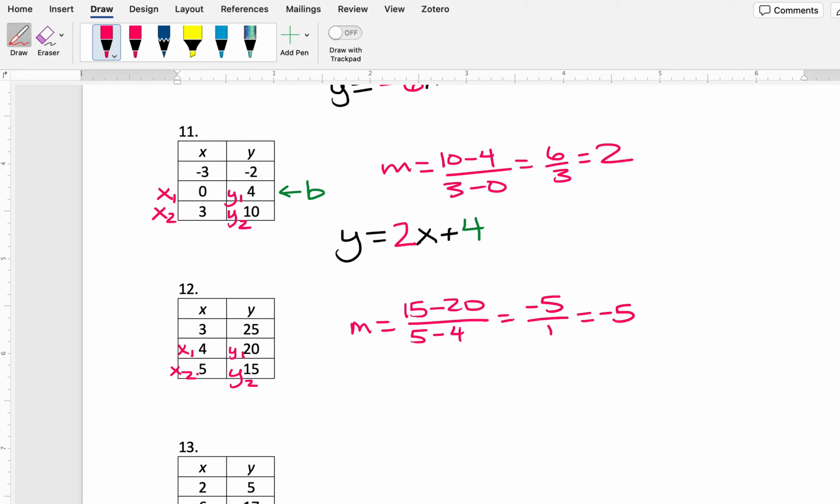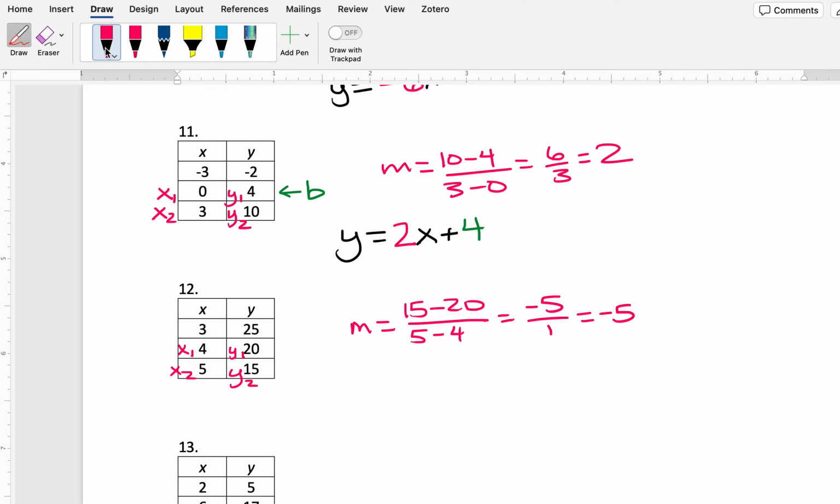Now, to find the value of b, one thing that I could do is use my table to walk backwards. So if I know that it's decreasing by 5 as I move forward each unit in x, that means as I move backwards, I can add 5. So I know when x is 2, y is going to be 30. And I could repeat that process until I get back to 0.